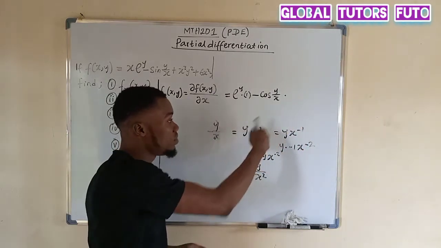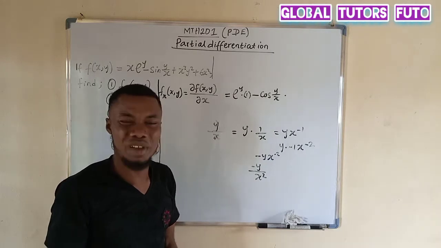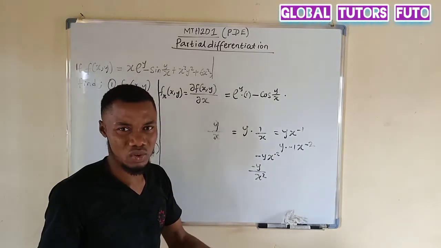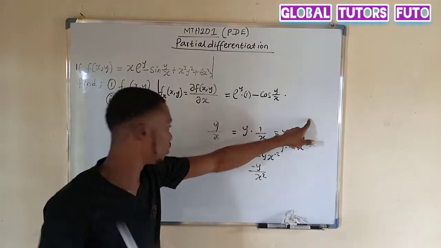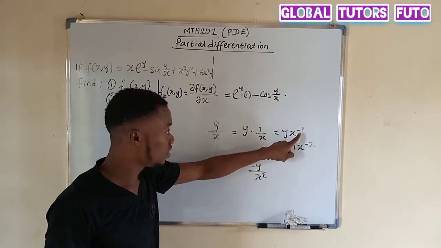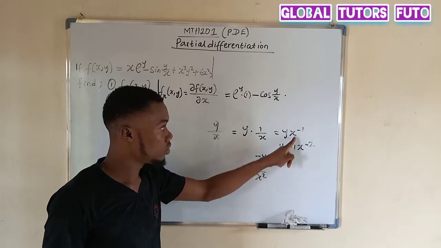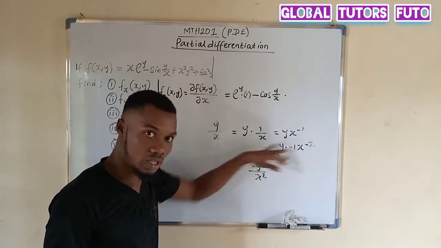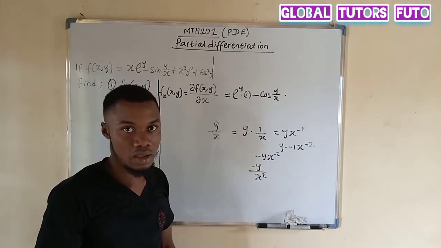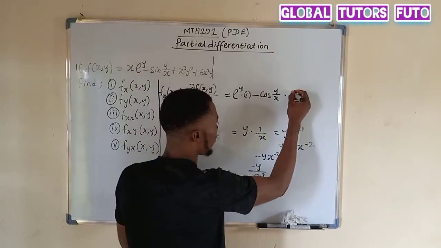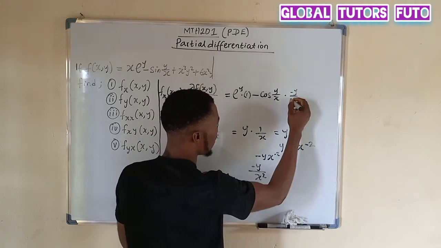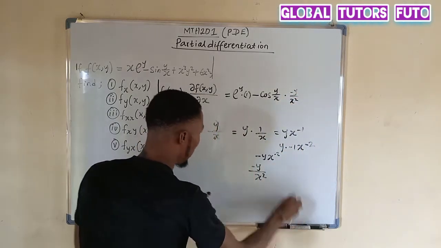Here now you can still make use of the quotient rule, but that is a very long process, okay? So just make it very easy. x to negative 1, the laws of indices, don't forget. Once you differentiate this, minus 1 comes down, minus 1 minus 1 is minus 2, then you do justice, okay? You'll get what you need. So once we differentiate this, what we're going to have will be minus y over x squared. So that's what we have.